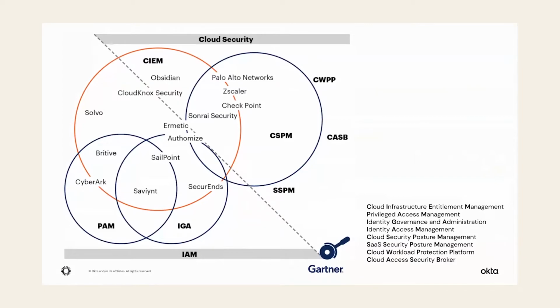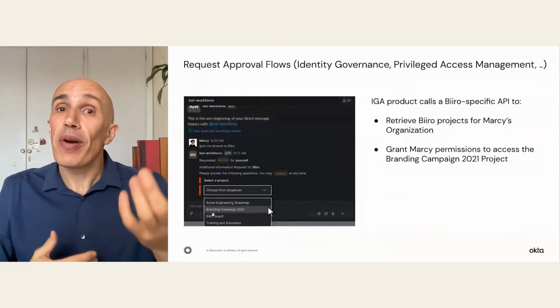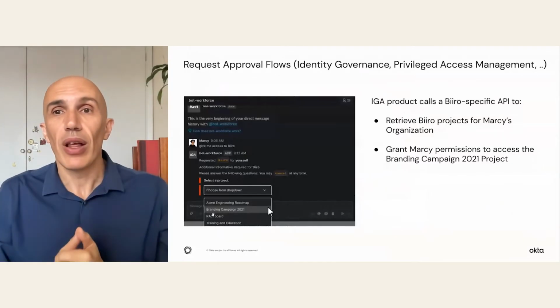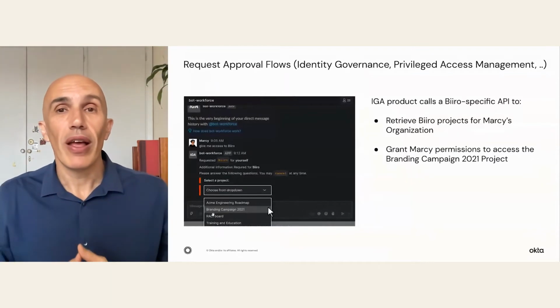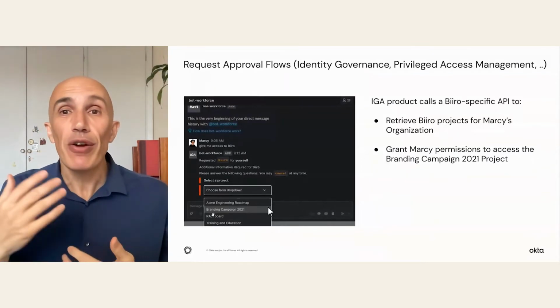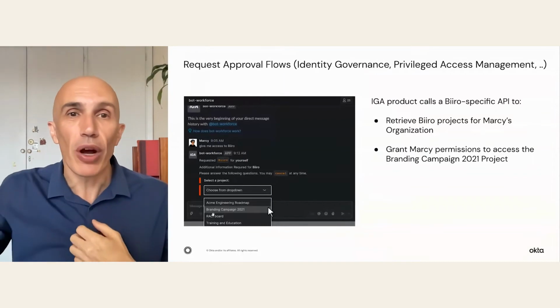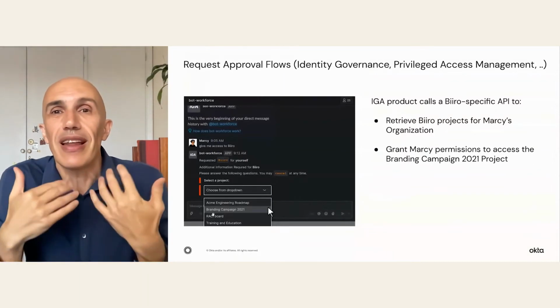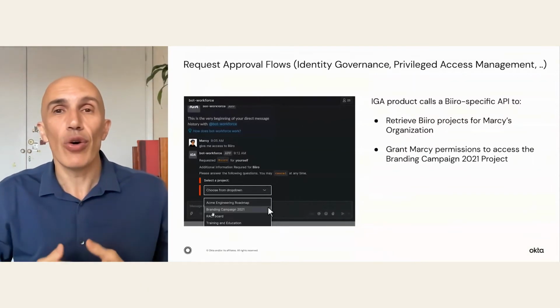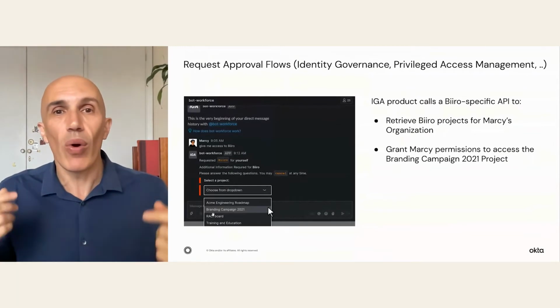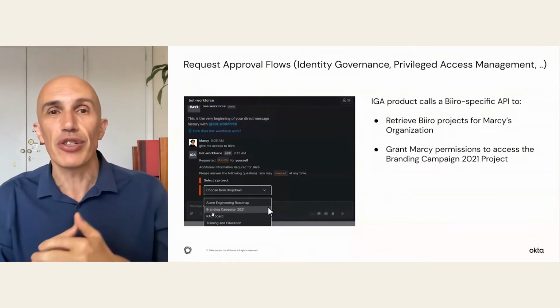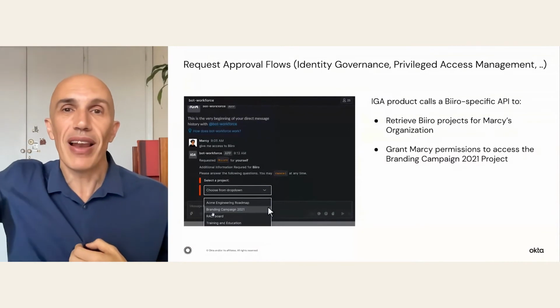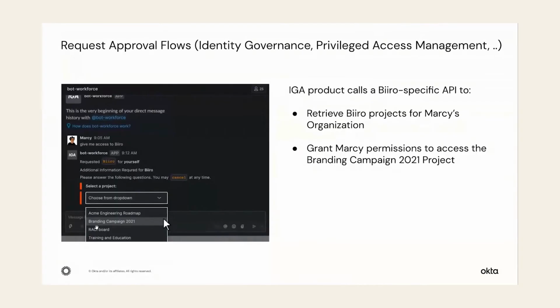like identity governance products. If an identity governance vendor needs to implement this feature, a request approval flow, they will need to invoke very specific APIs to list all the projects for that organization that has in Vero, right? So if I'm customer A and I want to get access to a specific project, I need to call an API in Vero that lists all the projects that customer owns. And then we need to call a specific API to grant Marcy, in this case, permissions to access that project.